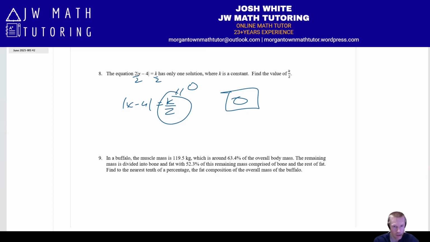So therefore, this k over 2 has to equal 0. That's it. That's the answer. There's really not a lot of other work to be done.